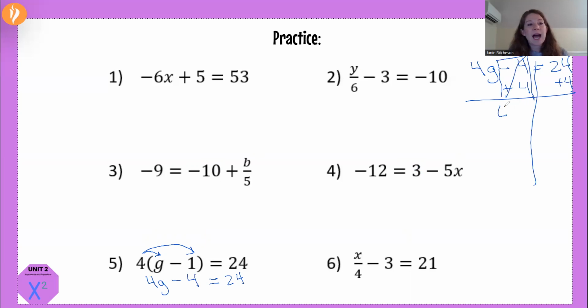If you write everything I write and you do this over and over again, you will go, okay, I get it. I understand what she's doing. 24 plus 4 is 28.